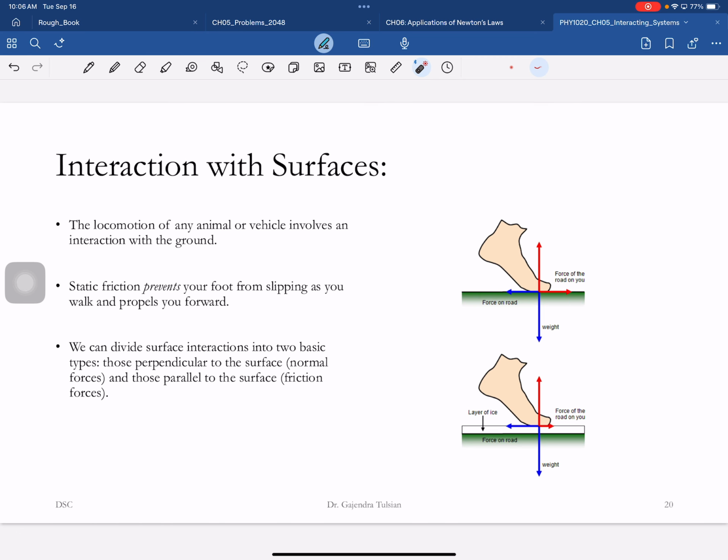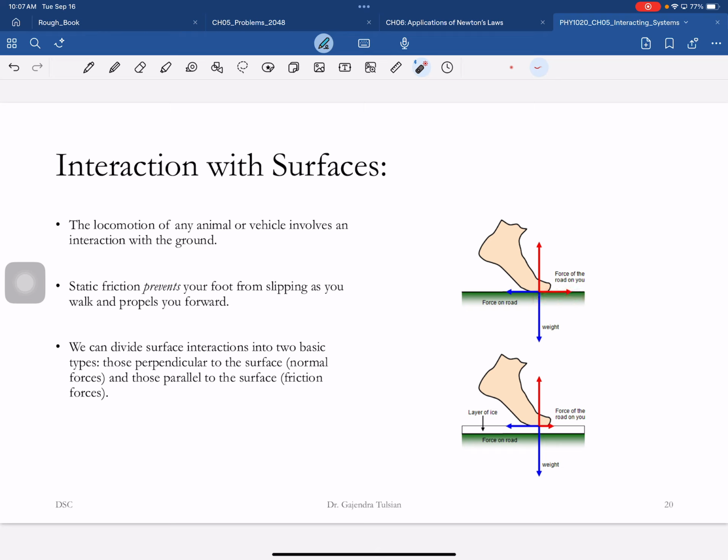Okay. So we interact with surfaces. You're interacting with the surface, the ground. Now, when you interact with the surface, it exerts two forces. It exerts a normal force, and it can exert a friction force: a force that is perpendicular to the surface, and a force that is parallel to the surface. And so this normal force is your apparent weight. And this friction force is useful for many things.